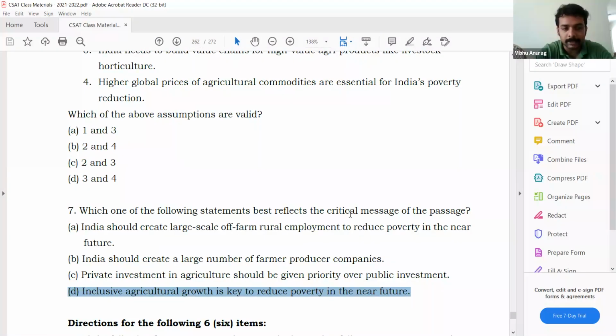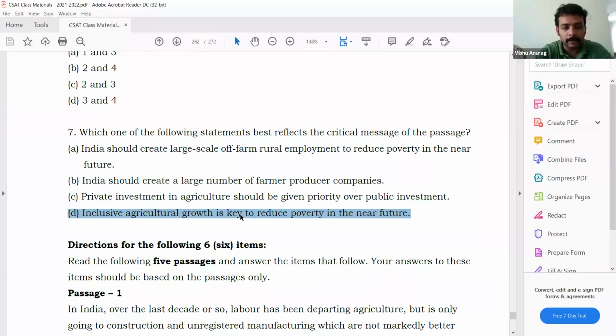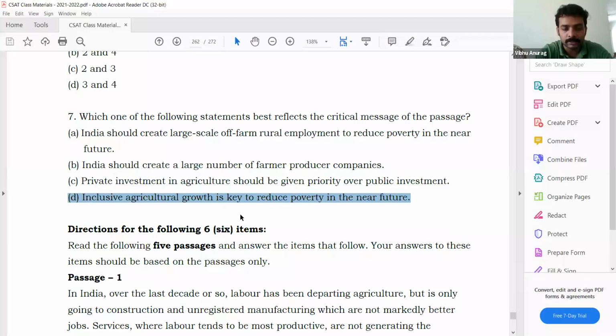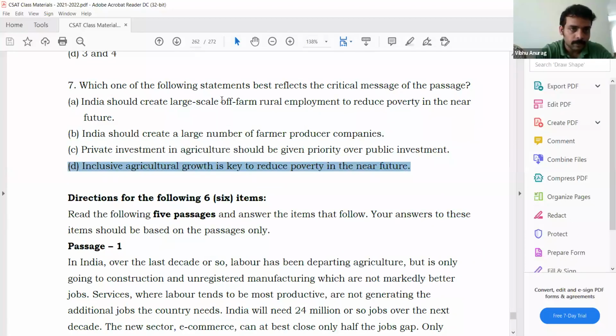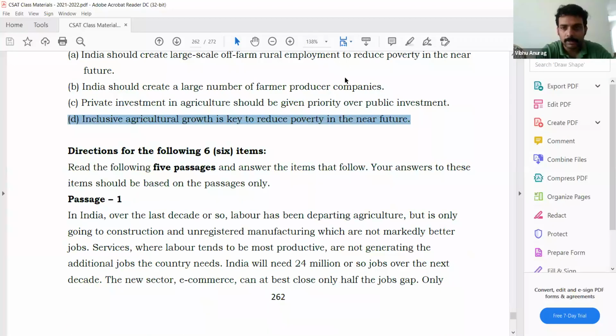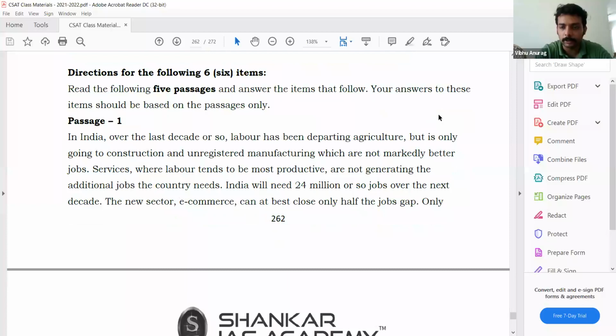All clear with these 7? Any remaining doubts with these 7 questions? You got them all. Then we have the next. If you don't have doubts, please type clear so that I'll know that you're clear.